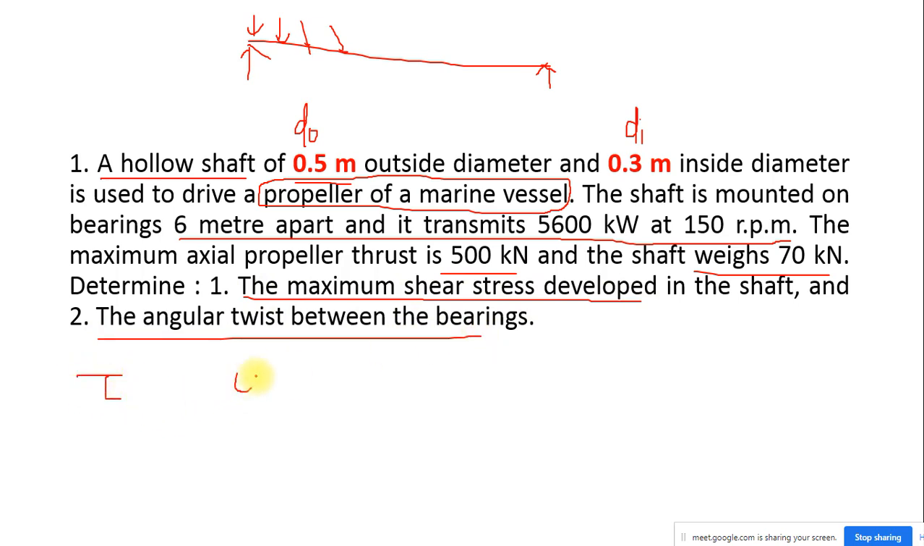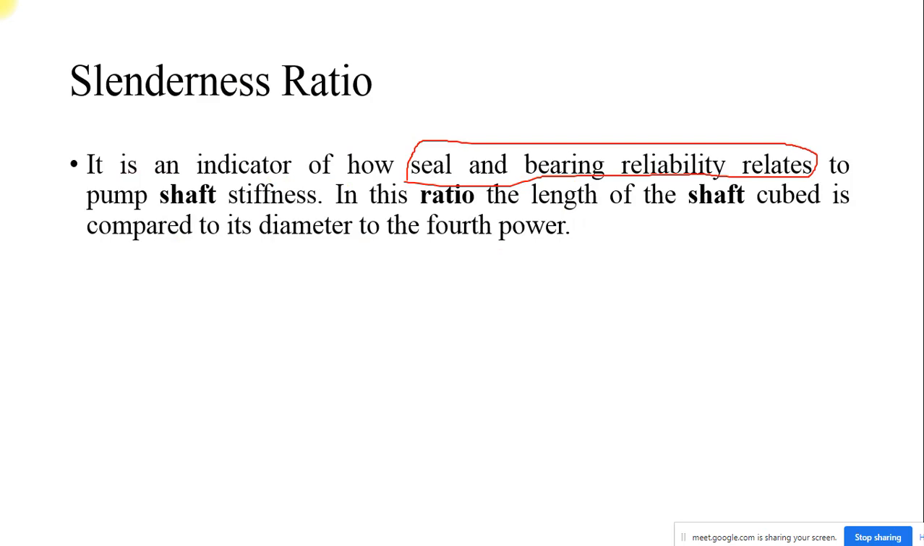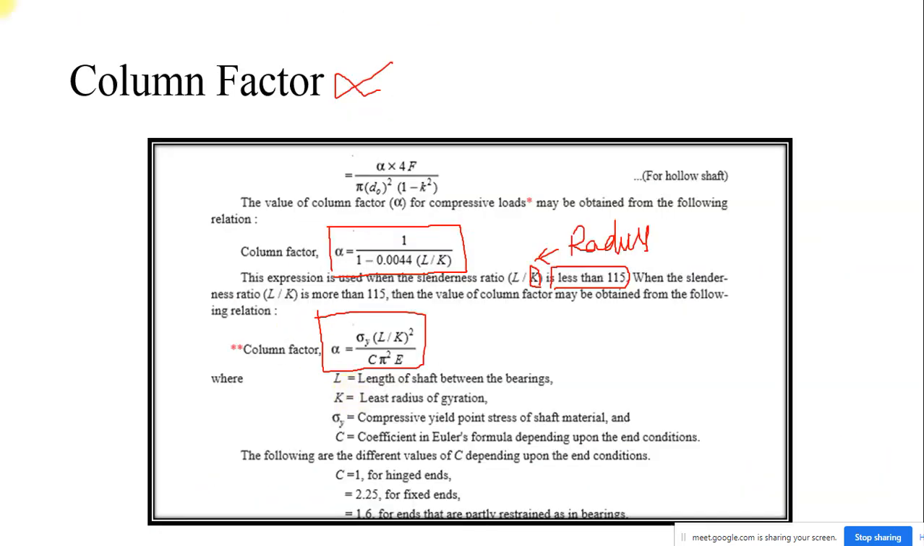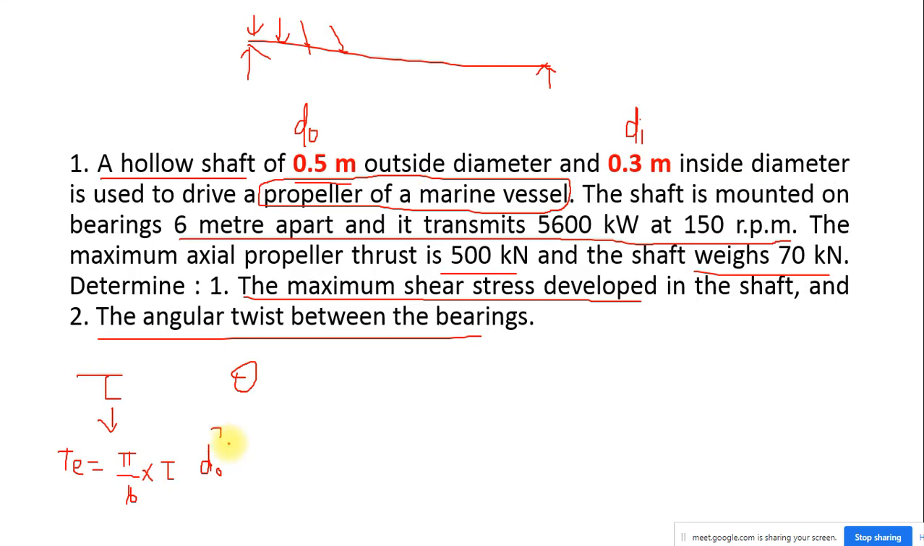For these two, let me introduce a formula which we have already seen. We know that Te is equal to pi by 16 into tau into D naught cube into 1 minus k power 4, as we saw in our previous slide. I know the value of k and the value of D naught. If I find Te, I can find out the shear stress value.